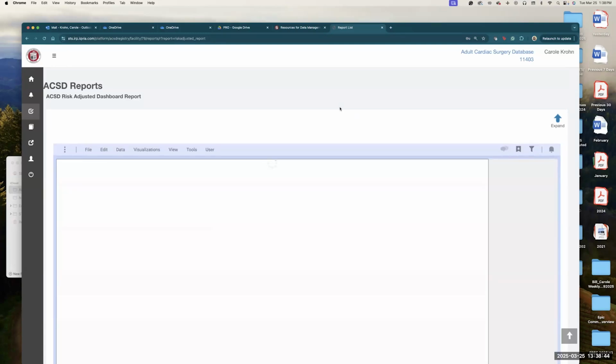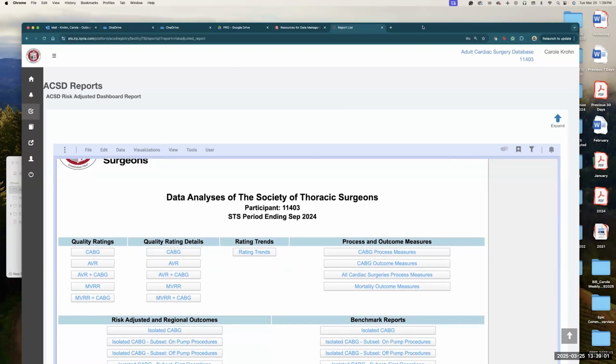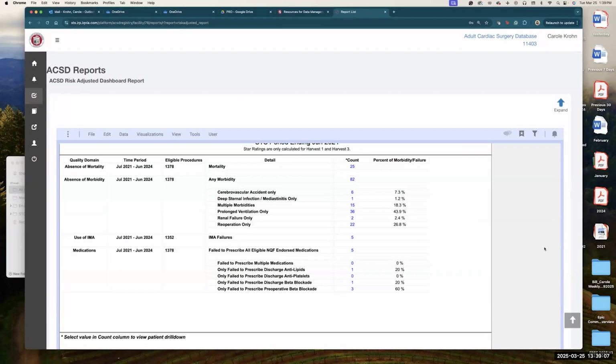Okay, in the morbidities, I think I understand the concept, but if somebody has prolonged vent, if you only had prolonged vent, you would be counted there. But say in the multiple morbidities category, if one of those patients had prolonged vent, renal failure, and a stroke, it would only be counted there. It would not be double counted, correct? That's correct.